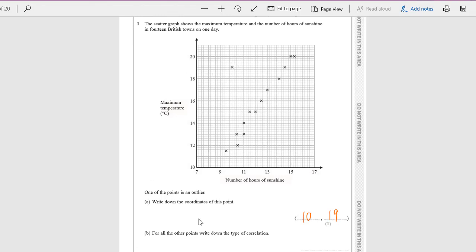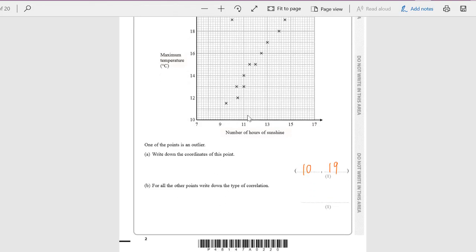For all the other points, write down the type of correlation. We can see that as one increases, so does the other. So that means it's going to be a positive correlation.